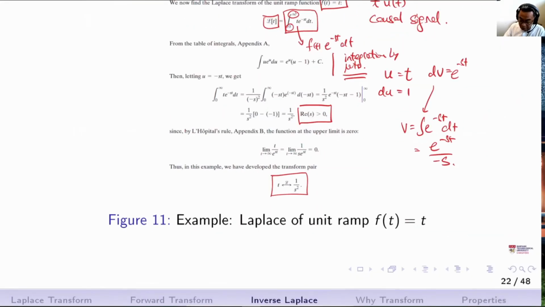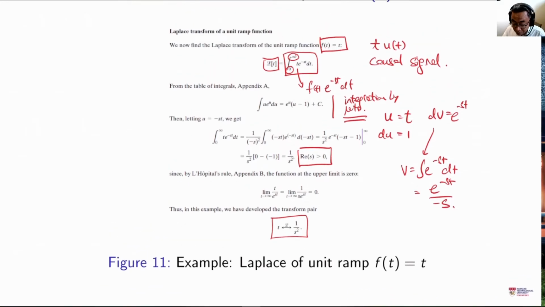And with that, we are done with the examples of Laplace transform, the forward Laplace transform.